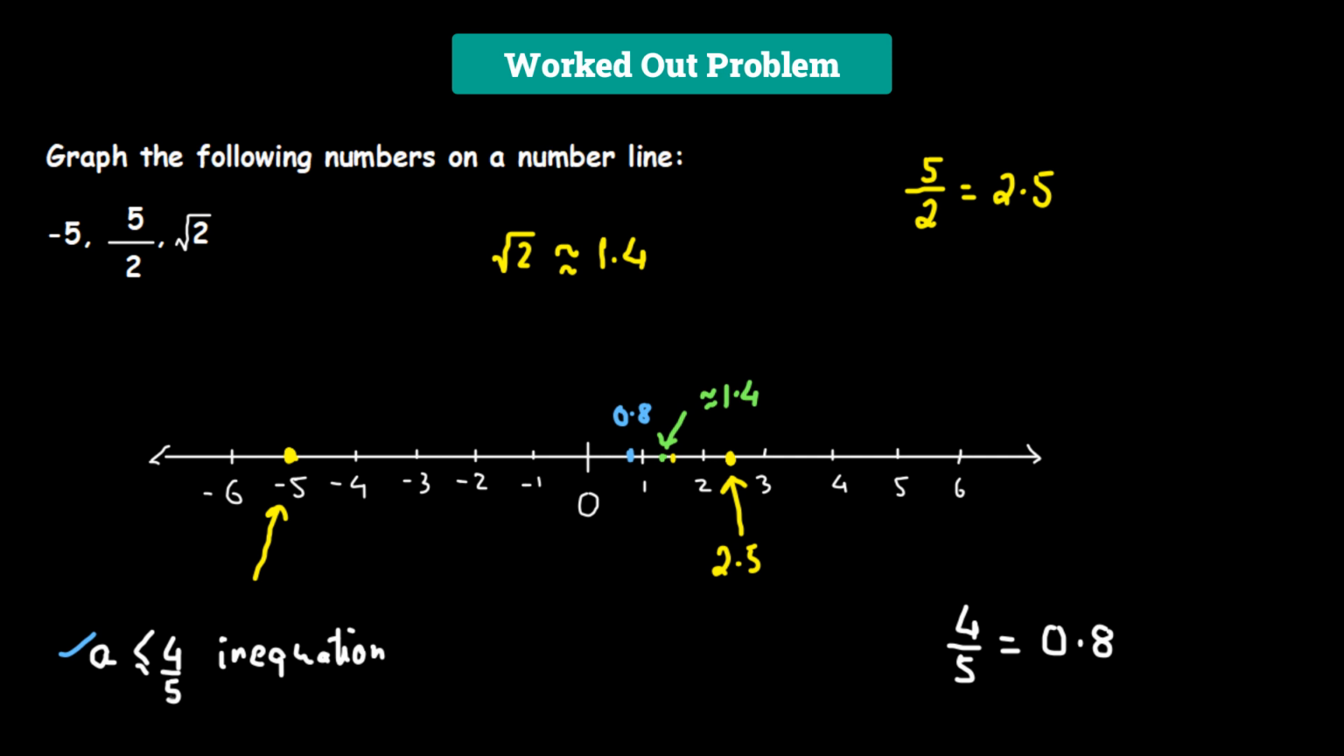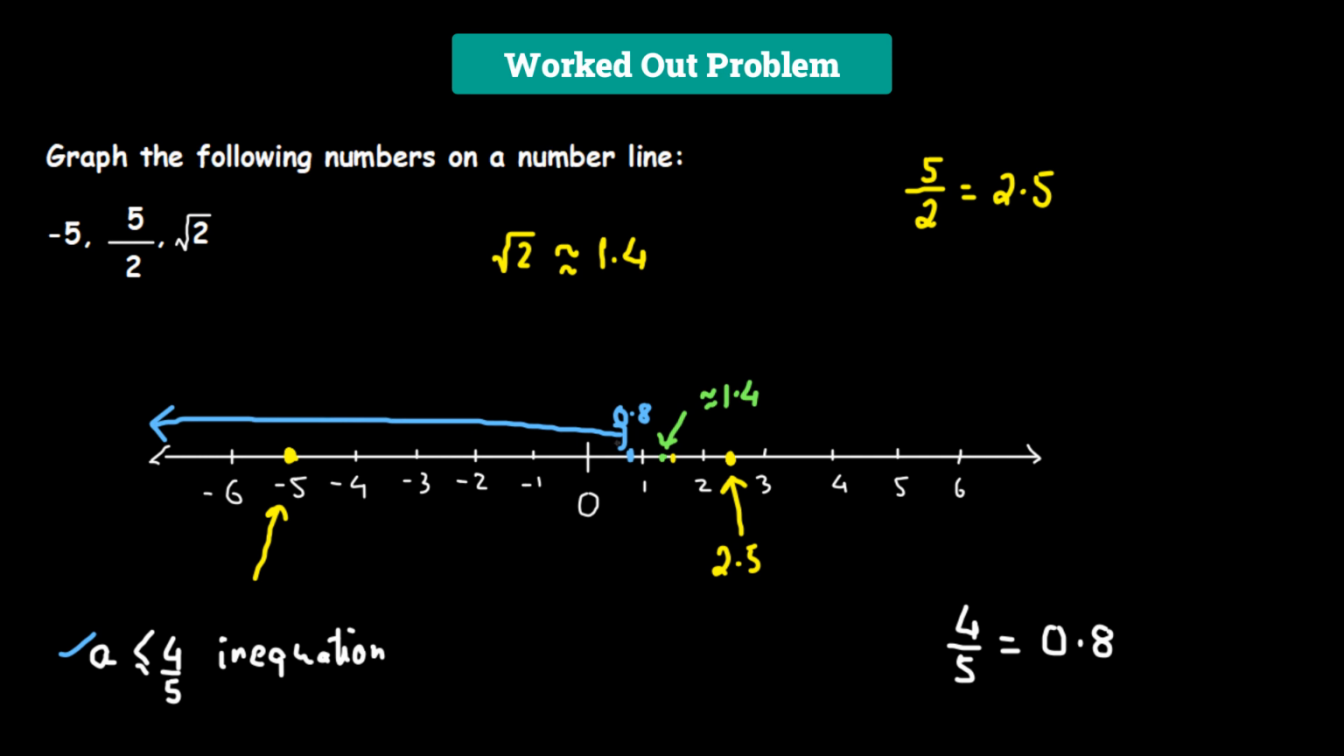Now here it says that we have to pick up all numbers of A such that it could be equal to 4/5. So that's exactly where it starts, and it can be any number which is going to be less than 4/5. So that means we have to go to the left hand side of the number line. So this is how we can represent this particular inequality on the given number line.